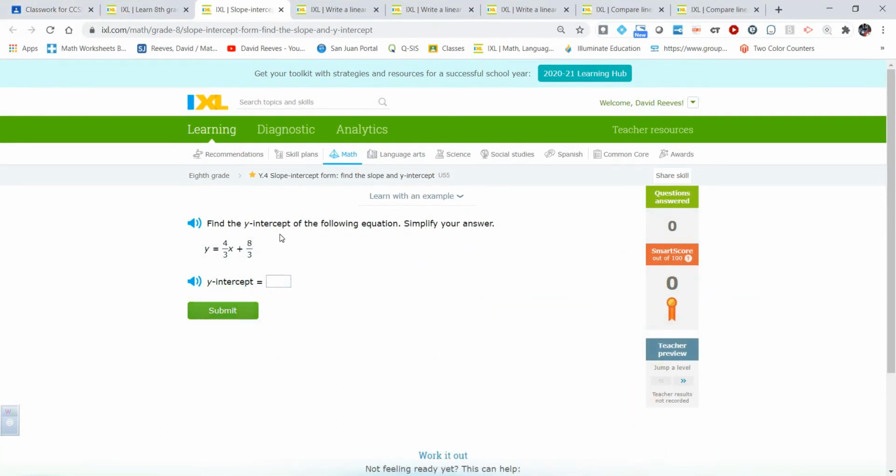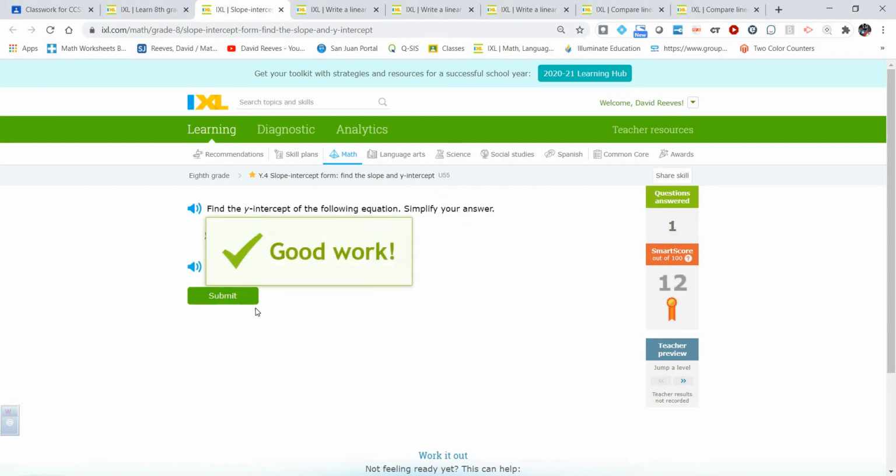darn quickly. All right, they're asking us for the y-intercept. The y-intercept is that second value, so it is simply 8/3. By the way, when it says simplify, simplify does not mean change to a mixed number. 8/3 is simplified. It's improper, but it is simplified. The y-intercept on this one is -4.